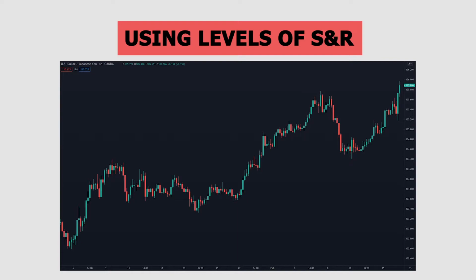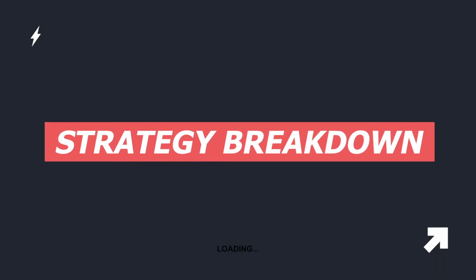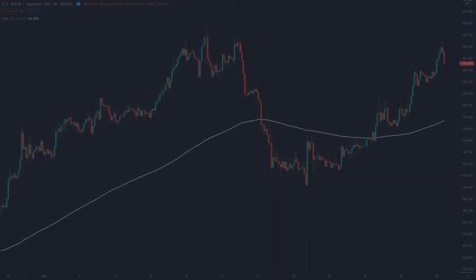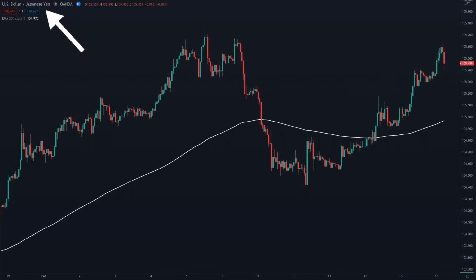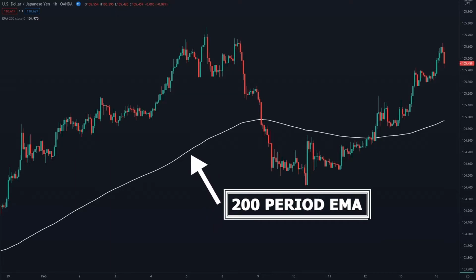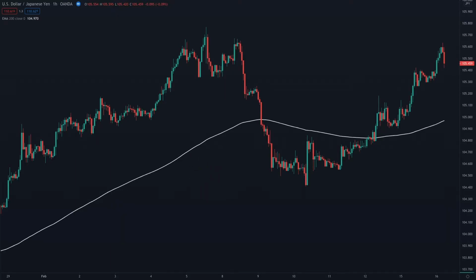market. Now we have the components of the strategy, let's take a look at a strategy breakdown that will allow you to visualize the strategy a whole lot better. As you can see, we're on USD JPY, and we're going to establish our directional bias by using the 200 period EMA, which we've already added to our chart.